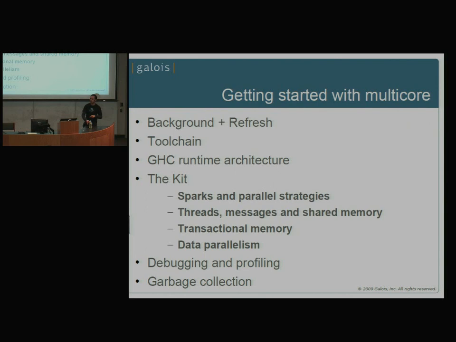a little bit of background you just saw. I'll cover the tool chain, and there's some links that you can download the Haskell platform and start writing code. I'll cover the runtime architecture, how the runtime structures stuff so we can write parallel programs. And then there's four different techniques that I want you to take away. Sparks and parallel strategies, threads, messages, and shared memory, using transactional memory, and then finally data parallelism. So these are four different ways of doing parallel and concurrent programming in Haskell that we'll cover.